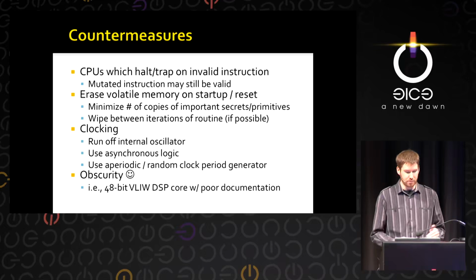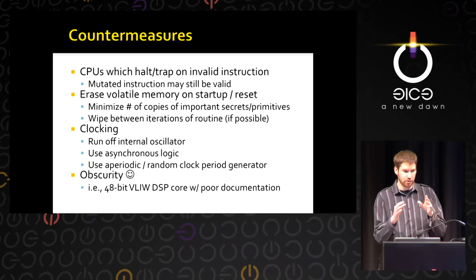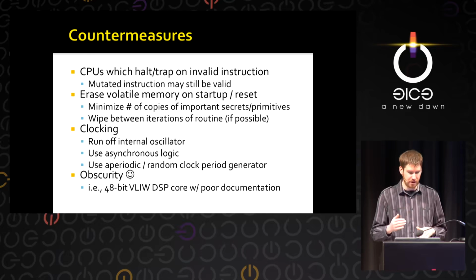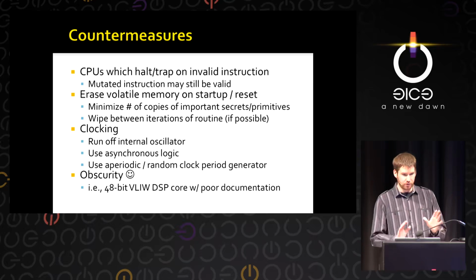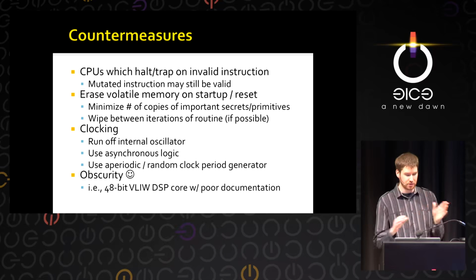So what you want to do is minimize the number of copies of important secrets or primitives. Like for RSA, P and Q, or any combination of those intermediate values that could derive back to your private key. Keep as few of those as possible, and obviously wipe them between iterations of a routine in certain parts of the program if you don't need them. If you don't need them, get rid of them.